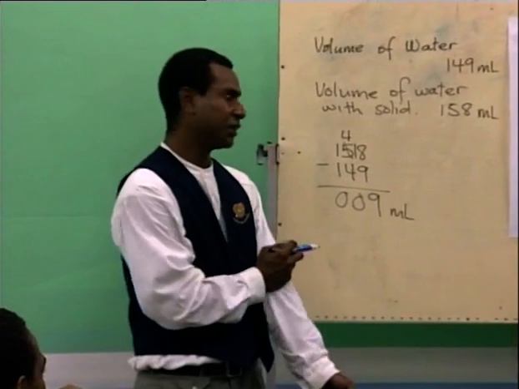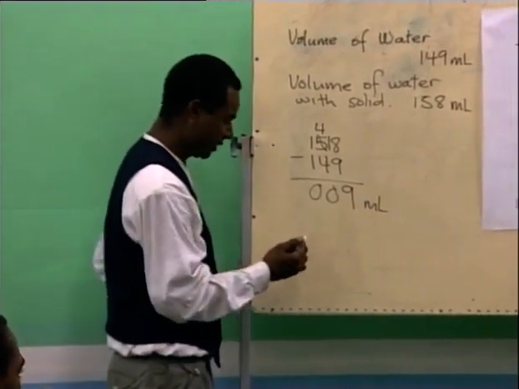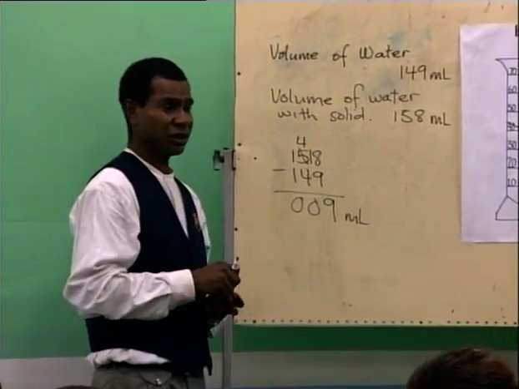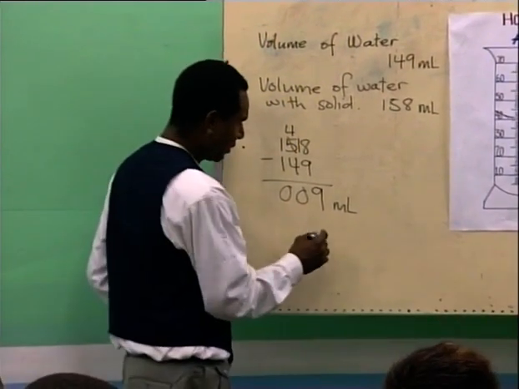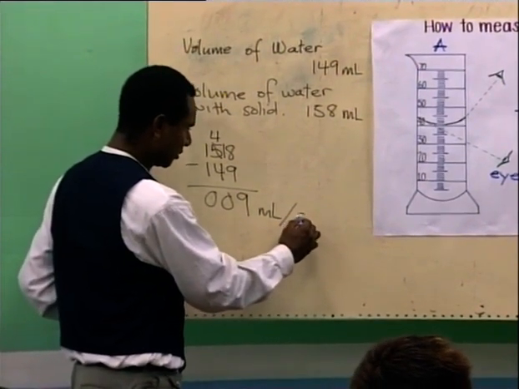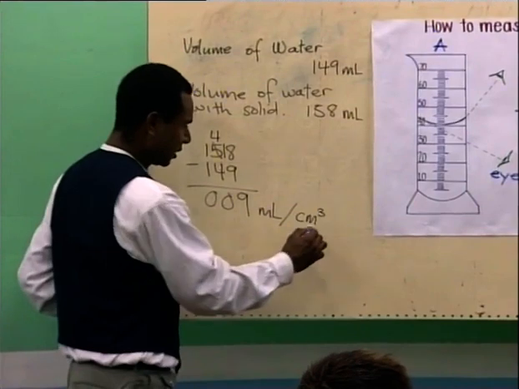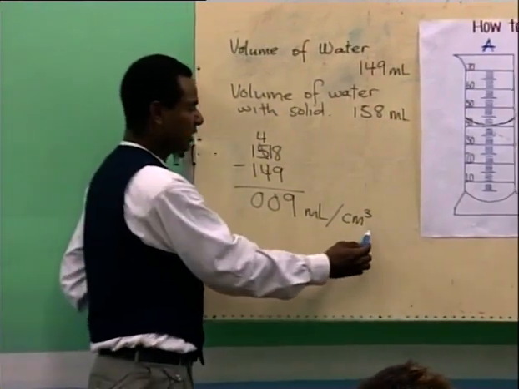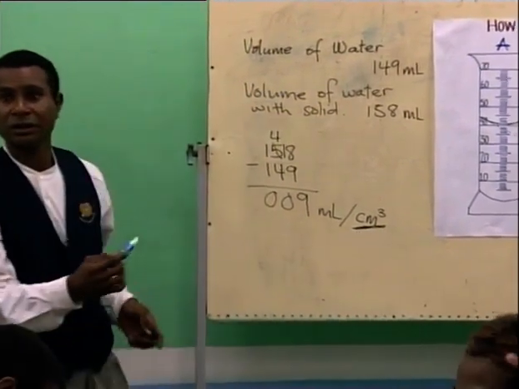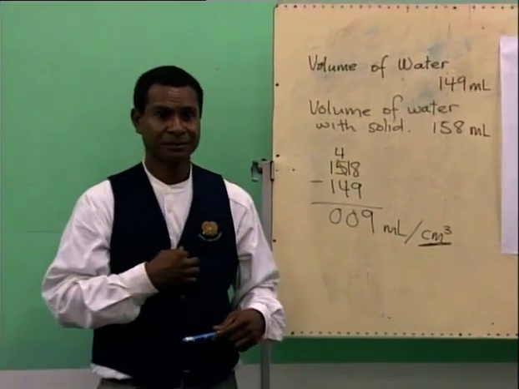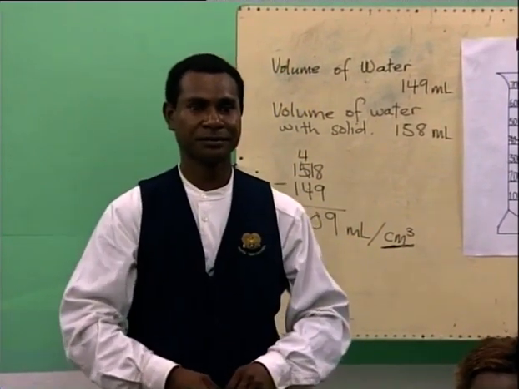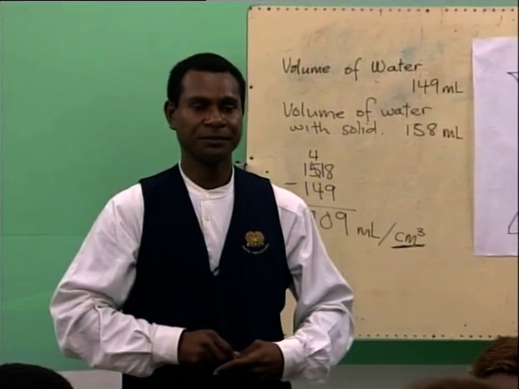Our example that we demonstrated together, we found that the volume of solid is 9 millimeters. But since we are using solid, we change this millimeter, we convert to... who can tell me what this is? Okay, we'll have our friend here. What's her name? Teresa.